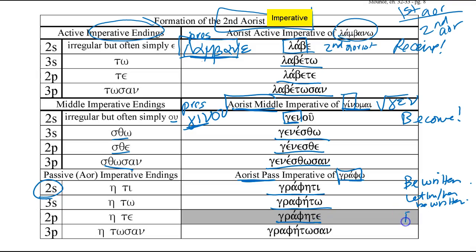Graphete is be written, but it's for a group, a plural. Notice that this is also the subjunctive form. This is your second person plural, aorist passive subjunctive. But here we're doing the imperative paradigm, so we're translating it be written, the aorist passive imperative, second person plural, and grapheto-san is let them be written.